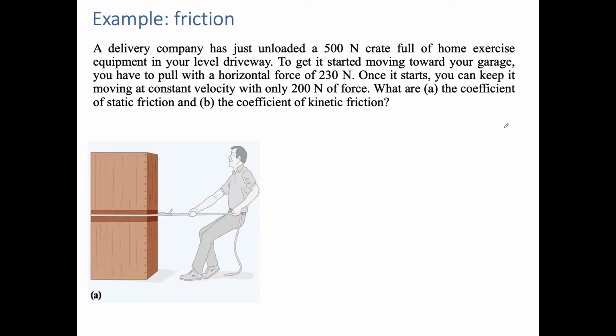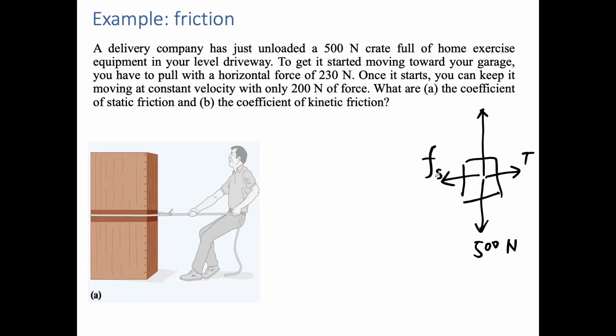So now let's look at this very simple case. We have a crate, its weight is 500 Newton. So let's draw the free body diagram. Weight is 500 Newton. And there is a pulling force T. The maximum force to move it is 230 Newton. So we want to find out mu s. Of course, we need to use this: the maximum of static friction is mu s times N.